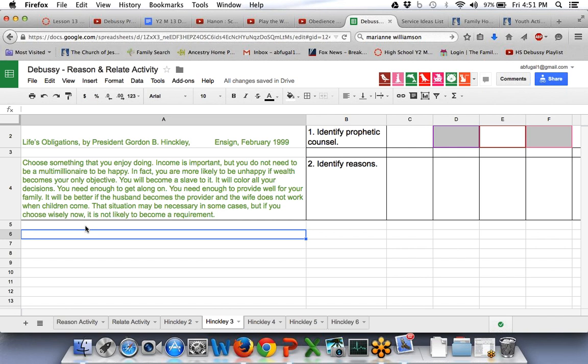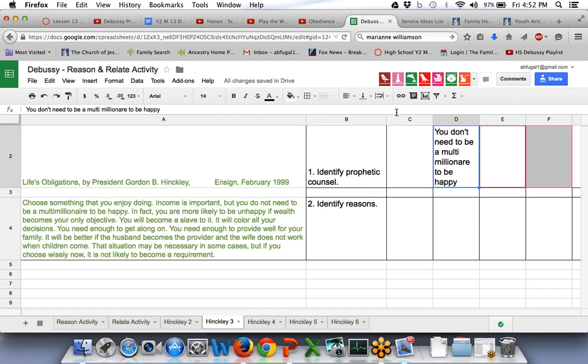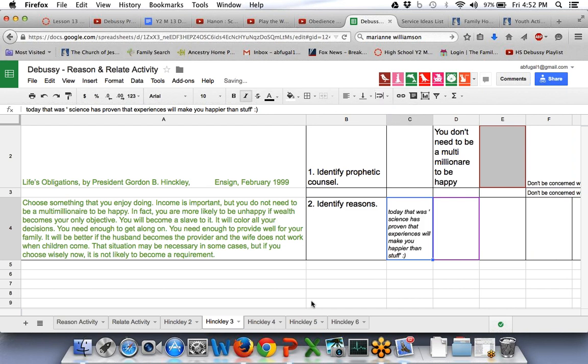Okay, what's the prophetic counsel? Anybody got an idea? What's President Hinckley telling you as far as counsel? Choose. You said you want to be a millionaire. Would you mind if I put this down here? That's one of his reasons. He said, something you enjoy doing. You don't need to be a millionaire to be happy. That's Annika's.